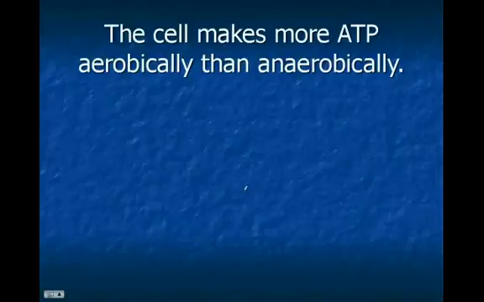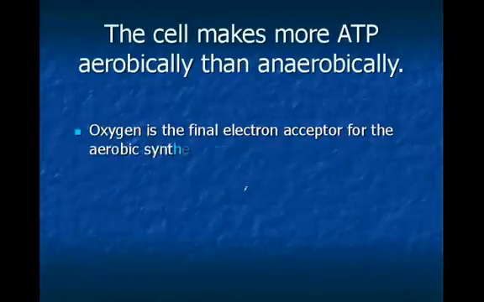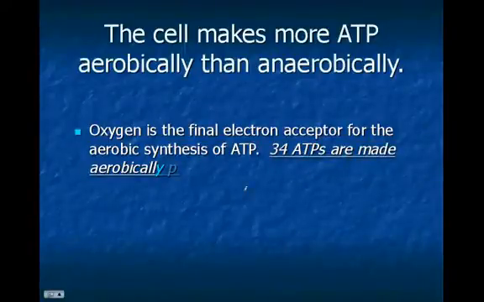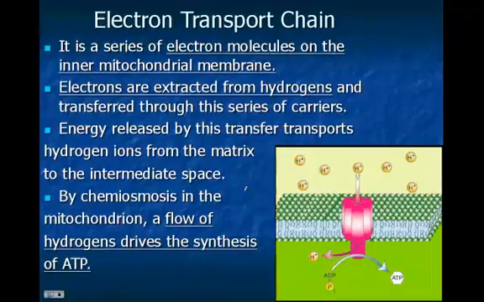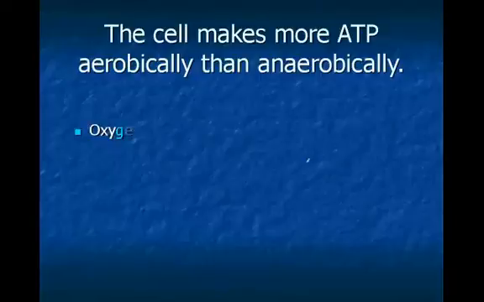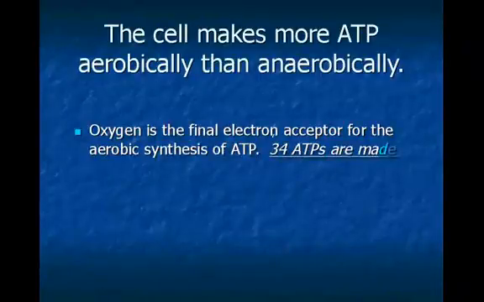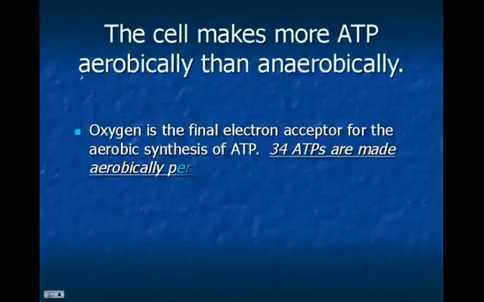Now, the cell requires oxygen for the electron transport chain. So for this process to occur, we need oxygen. That's what makes it the aerobic process. So the cell makes more ATP aerobically. When we talk about the citric acid cycle and the electron transport chain, which I'm going to abbreviate ETC, because they're directly connected, both are going to require oxygen.